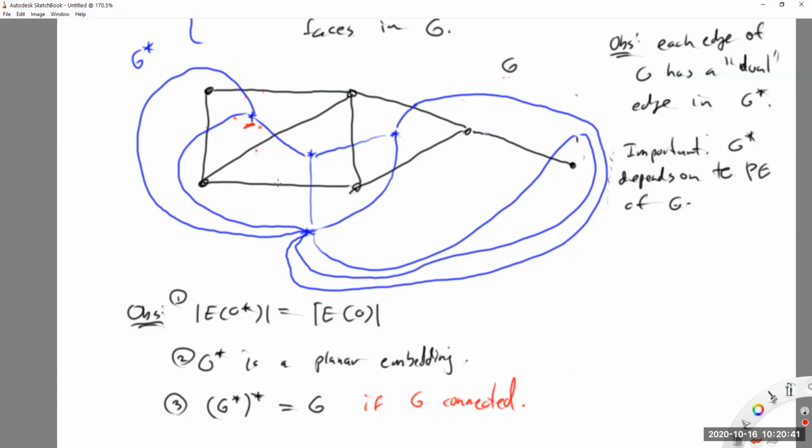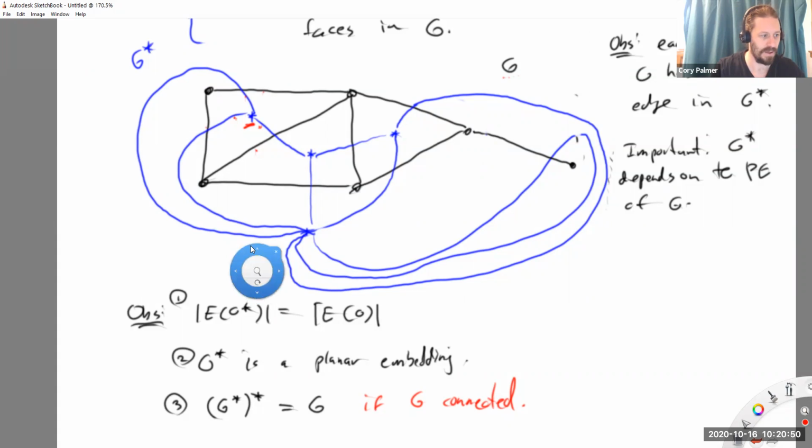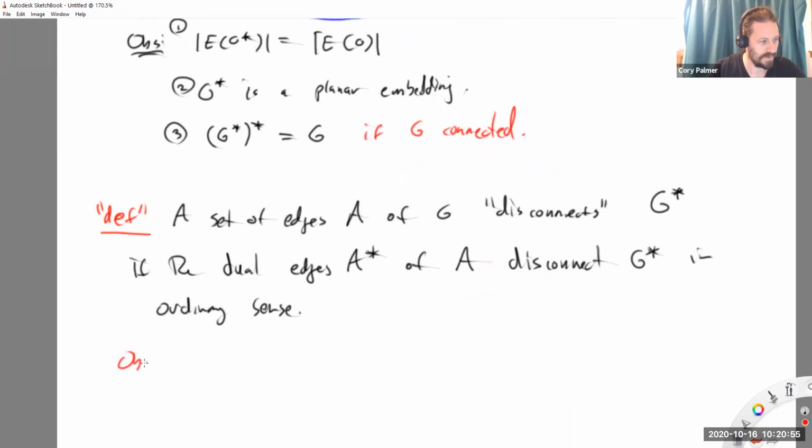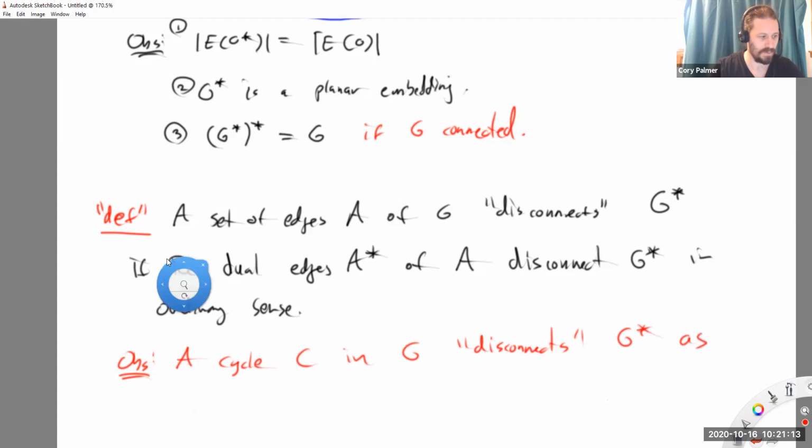A face? Yeah, they form a face or a cycle more generally. In this case, they specifically were a face, but as we'll see in a moment, they could be any cycle here, okay? And so observe that a cycle, C, not just a face, but a cycle in G, disconnects G star. Well, let's look at a picture and then I'll add some words here.